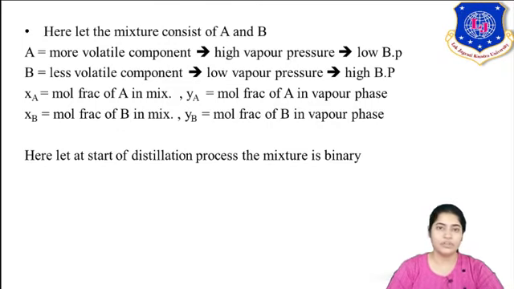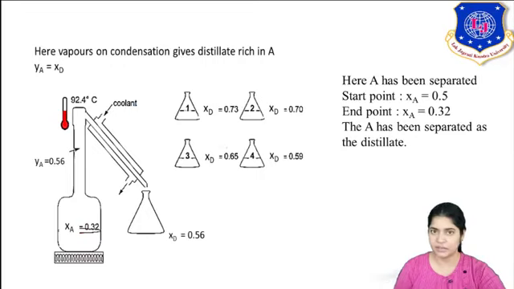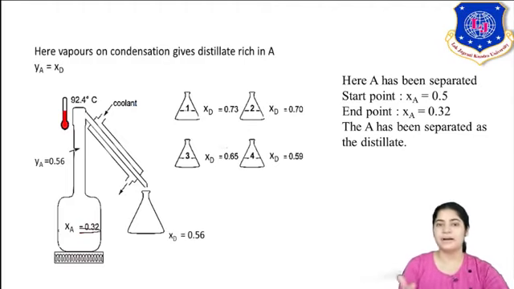So we took a binary mixture. Binary means consisting of only two components. Initially, what was my start point? XA was 0.5, XB was 0.5. But as I continue my distillation process, I am taking certain readings here. You can see how the mole fraction of A is gradually decreasing, because now B is also coming into the vapor phase.